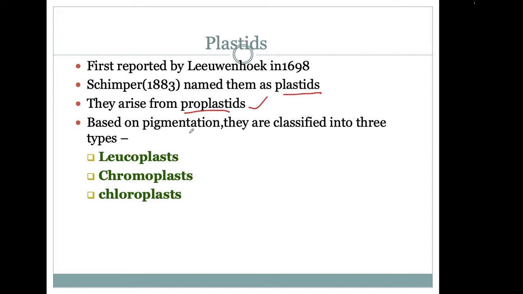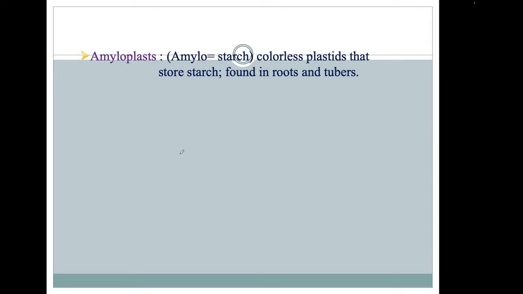Plastids are variously pigmented, and based on the pigmentation they are classified into three types: leucoplasts, chromoplasts, and chloroplasts. Then we will discuss each one.